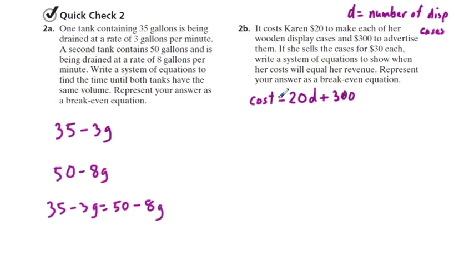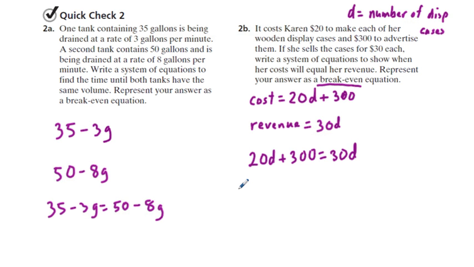And then for our revenue, and sometimes you'll see people try to put sales here. Well, sales is not as good an answer because revenue is total income received. So if she sells the cases for $30 each, she's going to get 30 times D. A break-even equation is going to be setting cost equal to revenue. So we can set that equal by putting 20D plus 300 equals 30D.